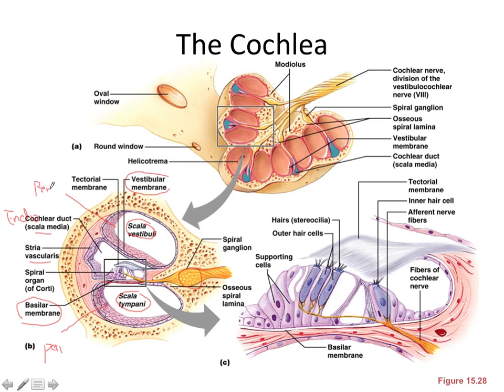Very interestingly, the perilymph is highly concentrated with sodium and low in potassium. However, the endolymph is highly concentrated with potassium and low in sodium. So this is very interesting.